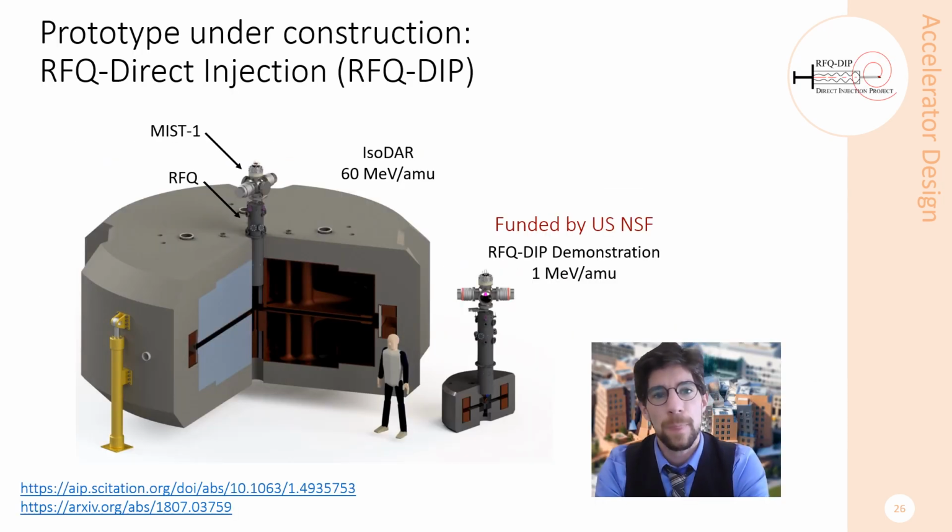As an aside, we actually have a prototype experiment currently under construction to demonstrate RFQ direct injection into a compact cyclotron. This will be done with a 1 MeV test cyclotron that is depicted here in this CAD rendering on the right, opposite of the full 60 MeV IsoDAR cyclotron.